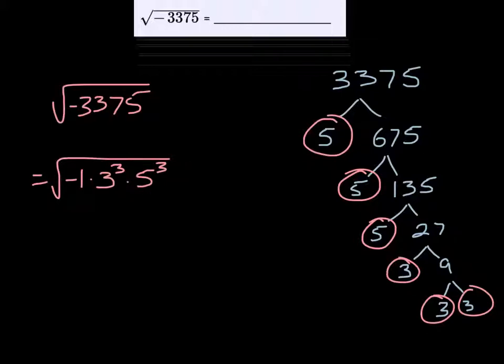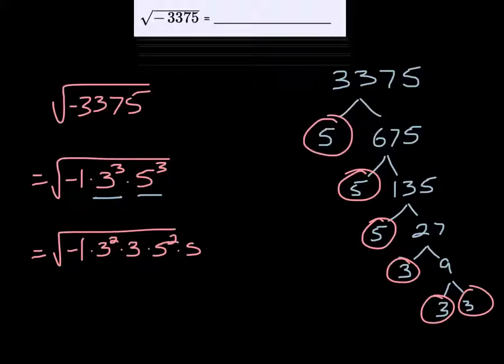Why this is super useful is now I take this number, I wrote it in this prime factorization, and now I can treat each of these number parts just like I did with variables, right? So I can simplify these parts. I want to separate this 3 cubed and 5 cubed into the parts that are going to work well with the radical and the square root and the parts that don't. So I got this negative 1 times 3 squared times 3 times 5 squared times 5.